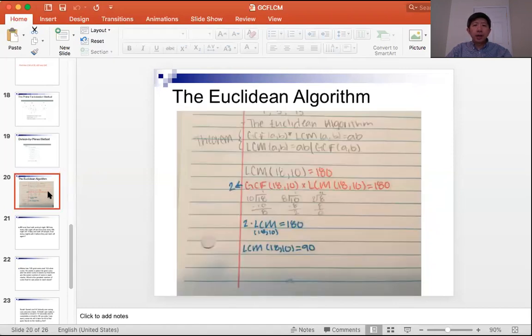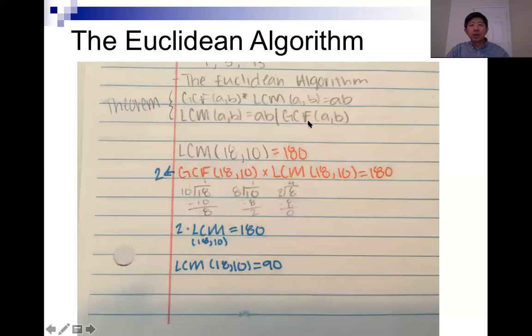And next is the Euclidean method. Now, remember that with the Euclidean method, you find the GCF. The GCF times the LCM actually equals the 2 numbers times each other, A times B. So if you want to find the LCM, you simply find the GCF, and then you can find the LCM, all right?